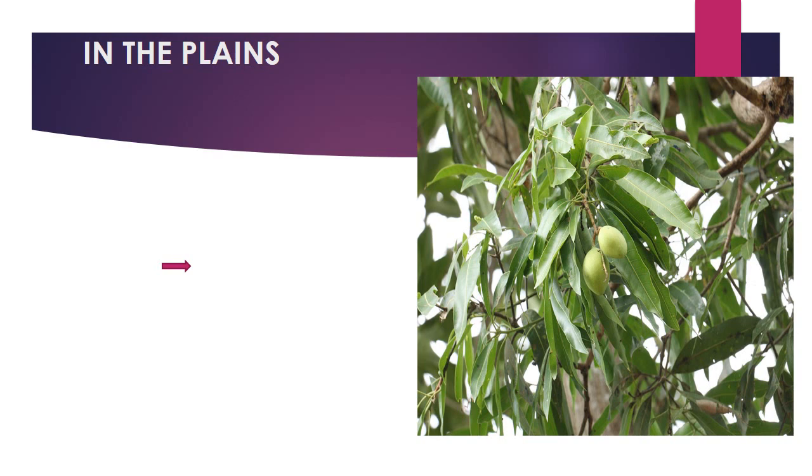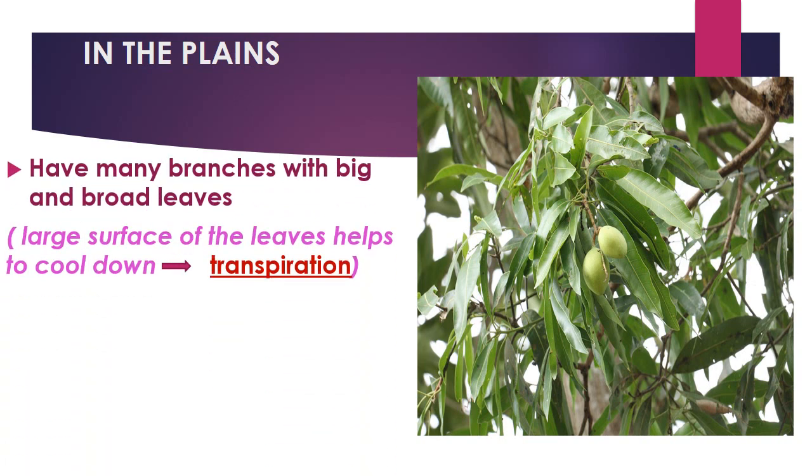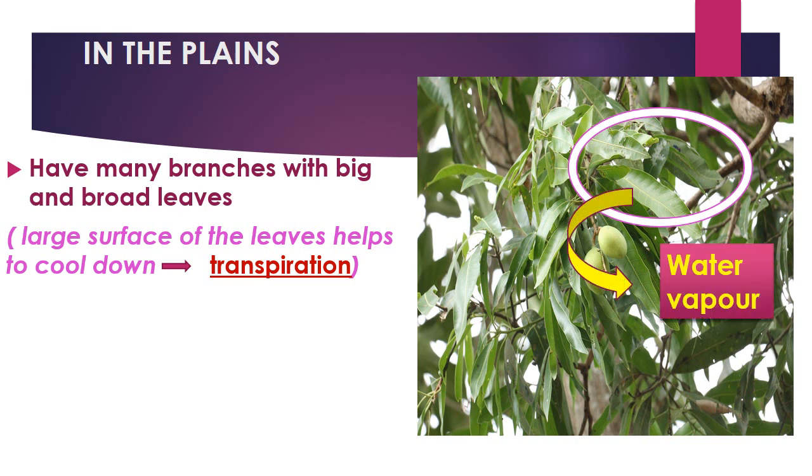In the plains, they also have various kinds of adaptation. The first one is many branches with big and broad leaves. Here is a picture of a mango tree. Observe the leaves over here. They are big and broad. On the lower side of these leaves, you will find stomata. Through stomata, excess water vapor comes out through the process called transpiration. The large surface of the leaves helps to cool down the tree through transpiration.